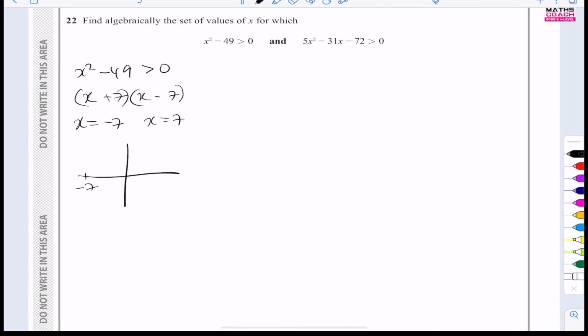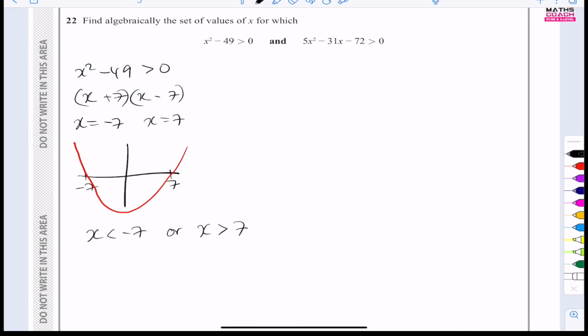We're going to draw a graph. So minus 7 is here, positive 7 is here, and we have to sketch this. Now it's a positive x squared, so we're going to have a smiley face like that. So this is what our graph will look like. Now, we want the y values greater than 0. So where are the y values greater than 0? This is the y-axis. So the y values greater than 0 are on those two sides. So x is less than minus 7 or x is greater than 7. So we'll leave that for now.